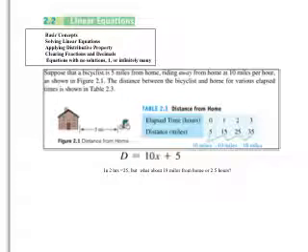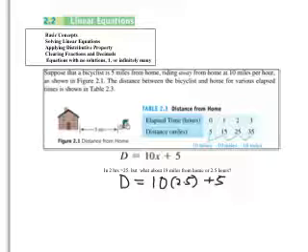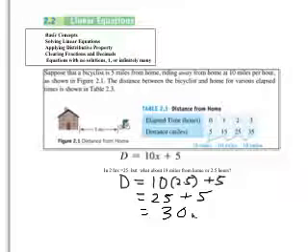And that's not on our table. Same with 2.5 hours. We go d equals 10x plus 5. So we got d equals 10 times 2.5 for 2.5 hours plus 5. So 10 times 2.5 is 25 plus 5 equals 30. So in 2.5 hours he'd be 30 miles from home. Anyway, we're going to be doing more of these sort of things.